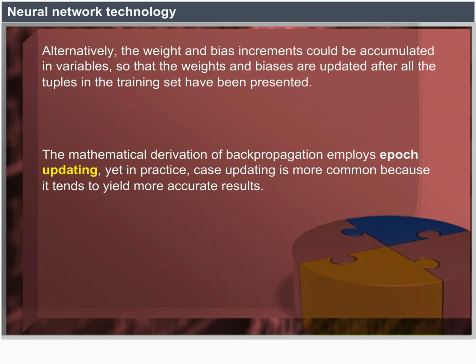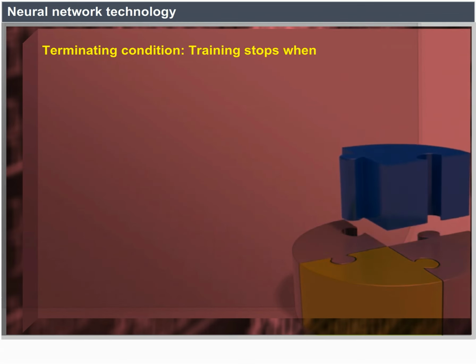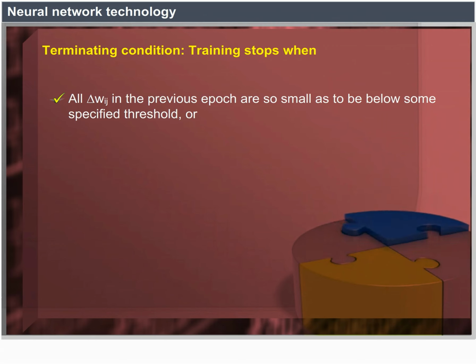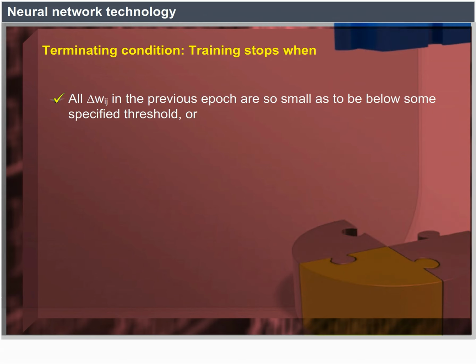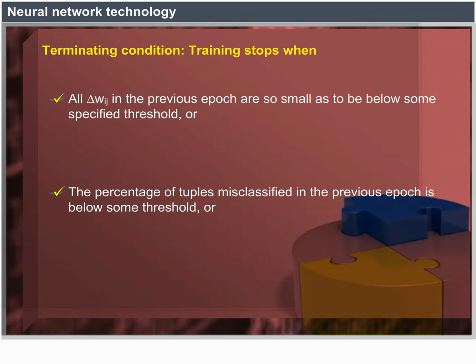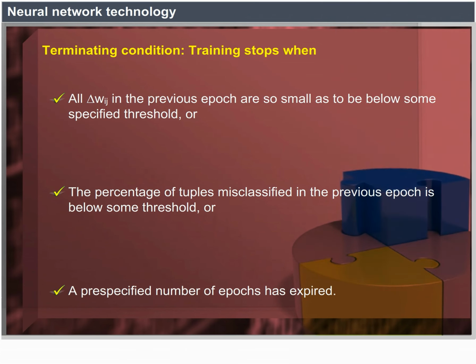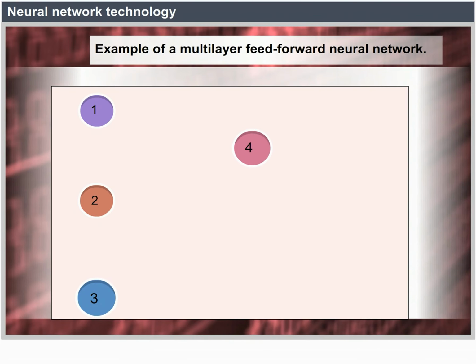Terminating condition. Training stops when all delta Wij in the previous epoch are so small as to be below some specified threshold, or the percentage of tuples misclassified in the previous epoch is below some threshold, or a pre-specified number of epochs has expired. The figure shows an example of a multi-layer feed-forward neural network.